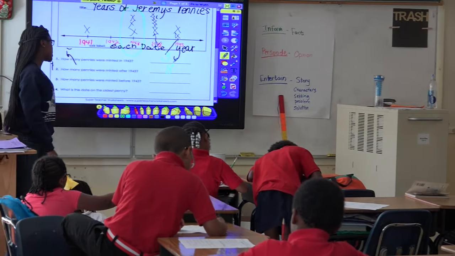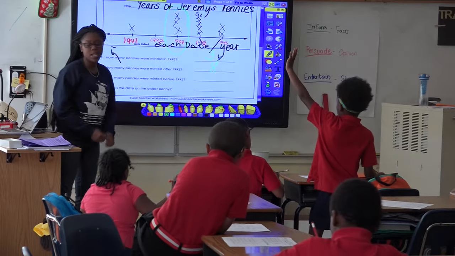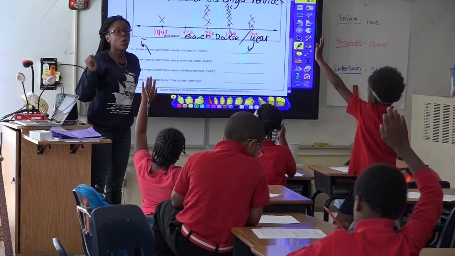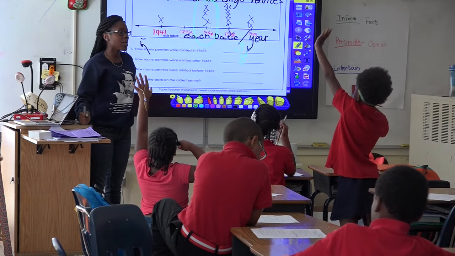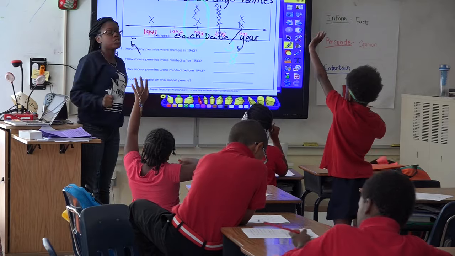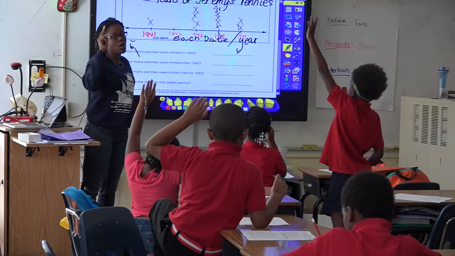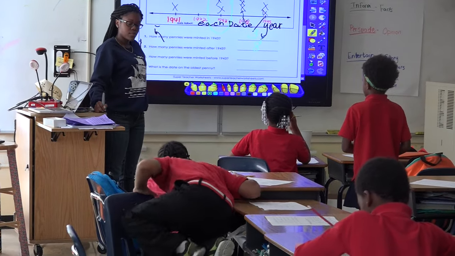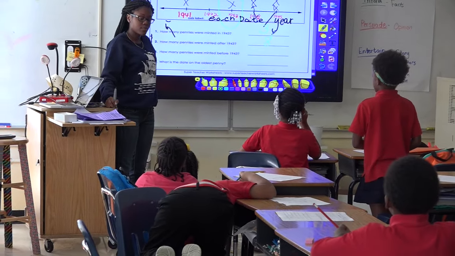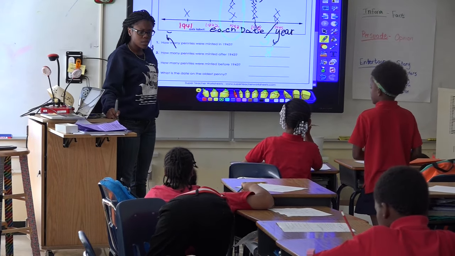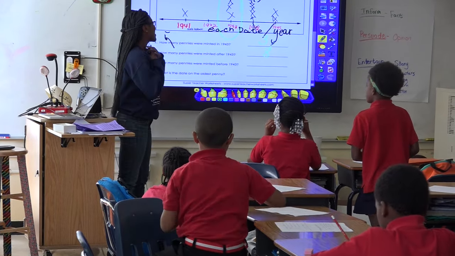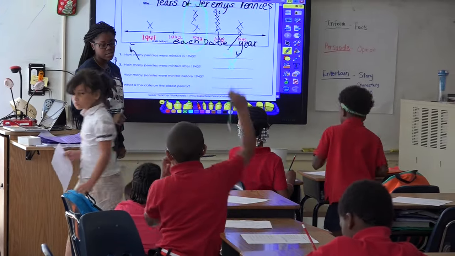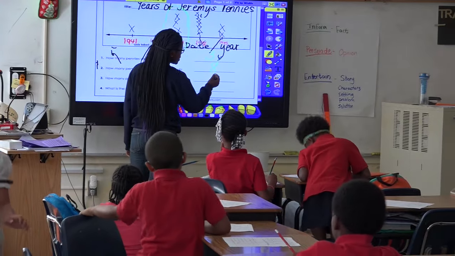Looks good. How many pennies were minted before 1943? What years am I including and tell me why? That is a two-part question. What years am I including? Tell me why. Destiny? 1942 and 1941 because it's before. Such a beautiful answer. So, how many pennies were minted before 1943, Destiny? One. Just one.